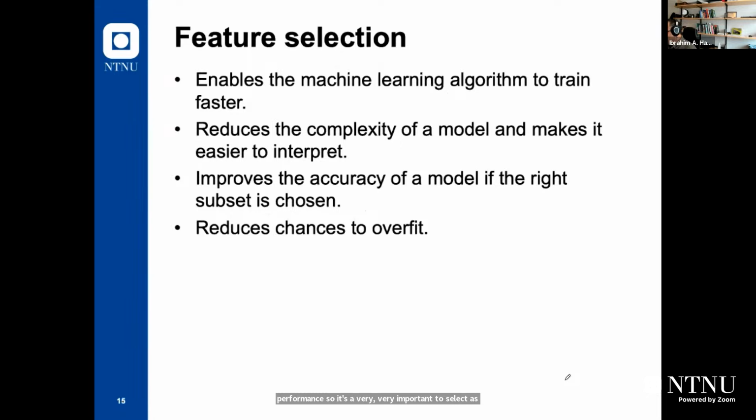So there are some techniques for feature selection. It enables the machine learning algorithm to train faster. It will reduce the complexity of your model and make it easier to interpret. It will also improve the accuracy of your model if the right subset is chosen, and it will reduce the chances to overfit. So there are lots of advantages of using feature selection: simplify your model, avoid overfitting. Your model will be much simpler, and therefore it will be easy to explain this model to people, for example.